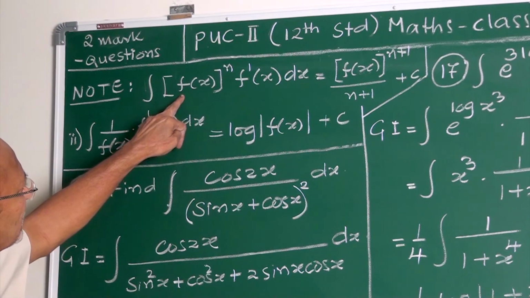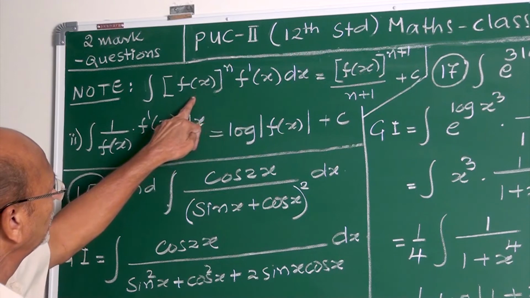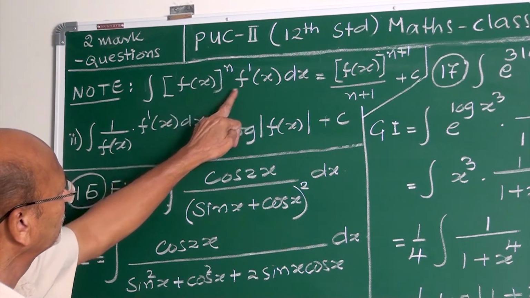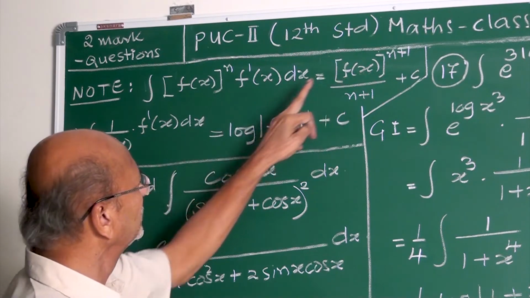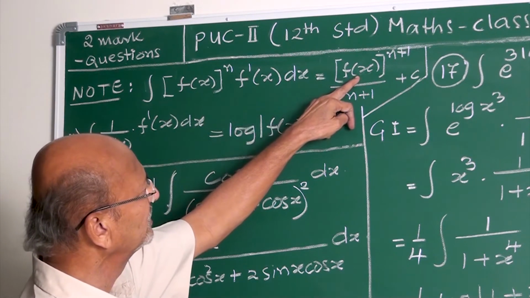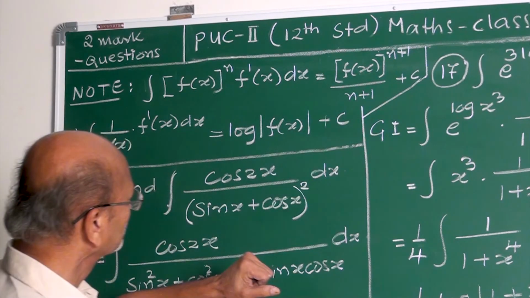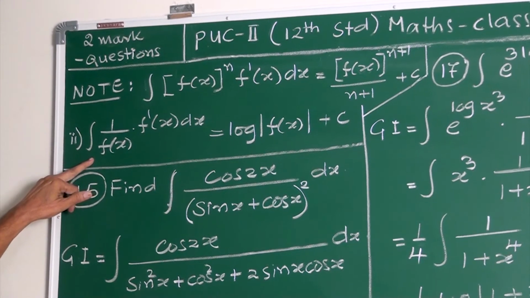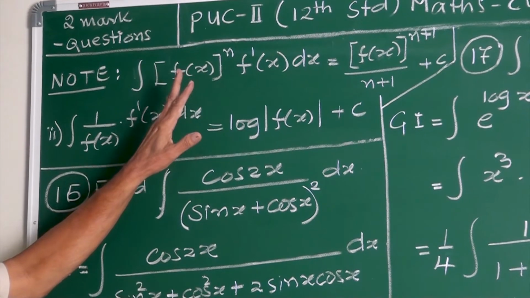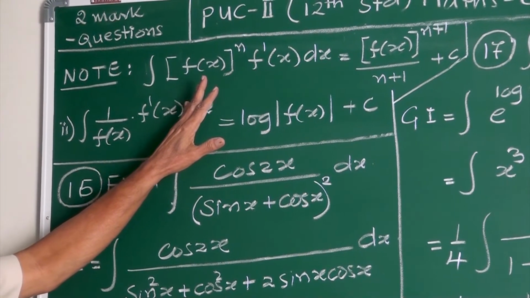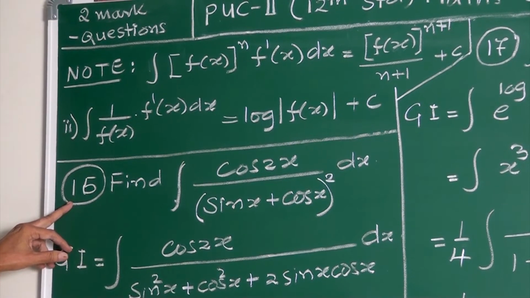If the function is other than x, f(x) needs its derivative. If you take f(x) to the power n, it needs f'(x) dx. The same formula applies: x is x, f(x) is f(x), so it is f(x) to the power n+1 upon n+1 plus c. And the integral of 1 by f into f' is log f. I have told you many times; under 1 mark questions I might have done examples based on this, my friends.